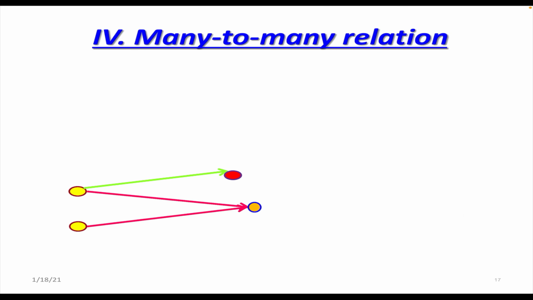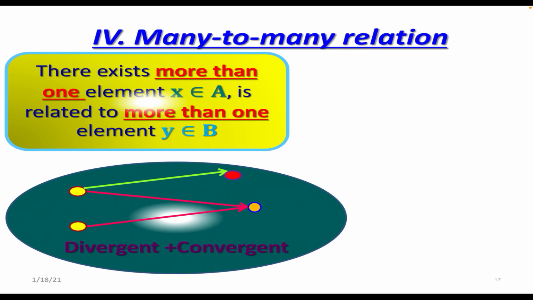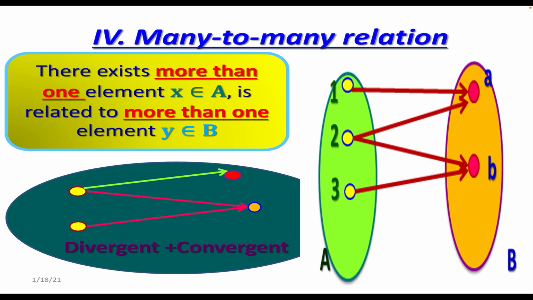Moving on, type number 4, many-to-many relation. So there exists more than one element X from set A related to more than one element Y from B. So this is kind of a mixture, concoction, if you will. Divergent, convergent arrows, they all come together, kind of a mess, if you will. Look at the example.